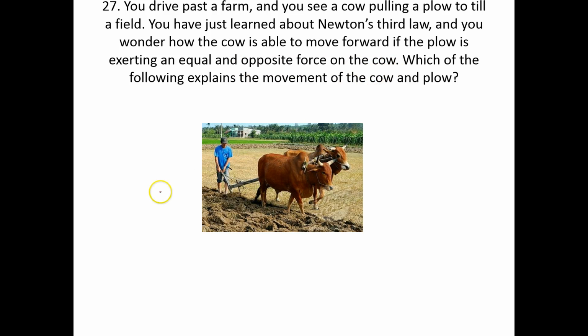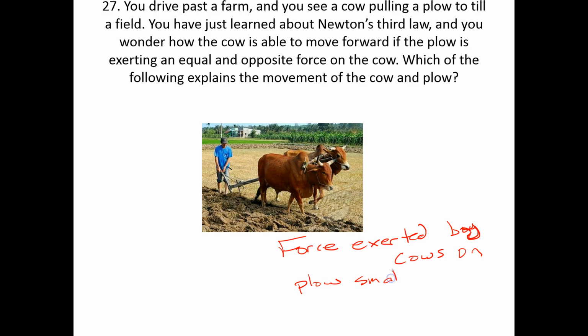The best way to explain this is the force that is exerted by the cow, or in our case here, exerted by the cows, the force exerted by the cows on the plow has got to be smaller than the force that the cow exerts on the ground. And because those are unbalanced forces, here the cow is exerting a force on the ground, and the ground exerts a force back on the cow.